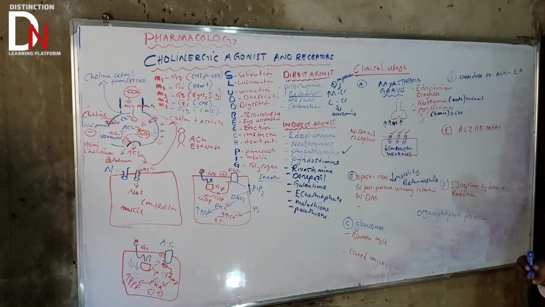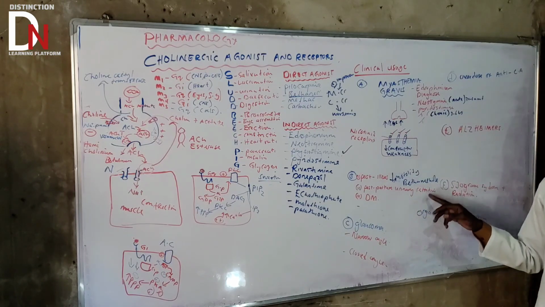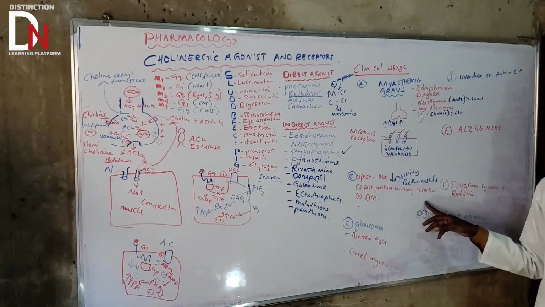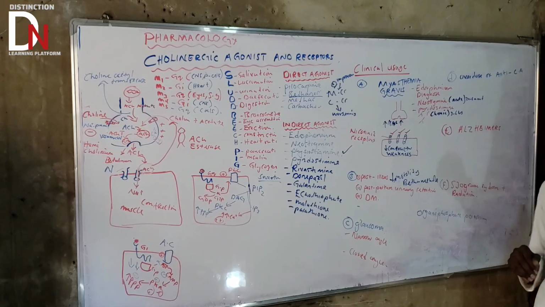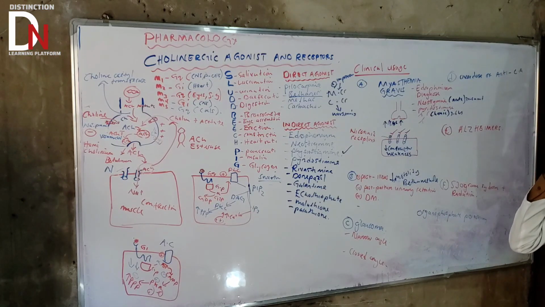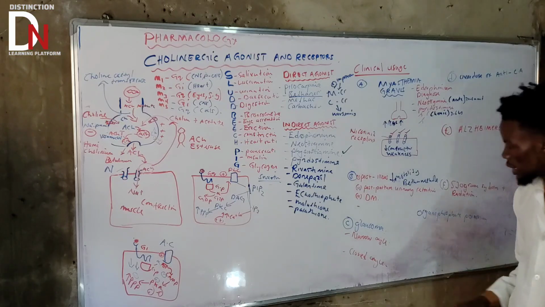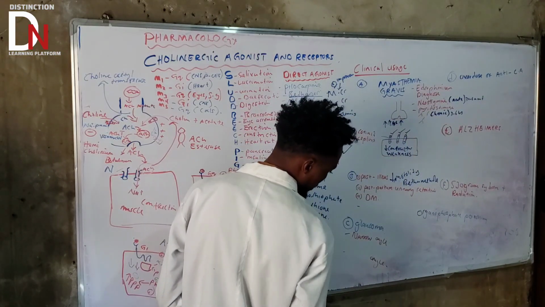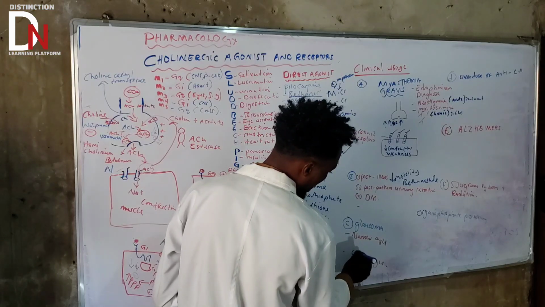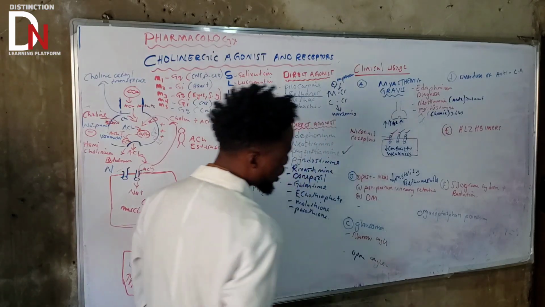Bethanechol is used to increase motility, either in postoperative areas or in postpartum urinary retention. Postpartum urinary retention is when the urine is retained after delivery of the baby in females, and also in diabetes mellitus. So we give bethanechol. Next, glaucoma. There is narrow angle glaucoma and open angle glaucoma.